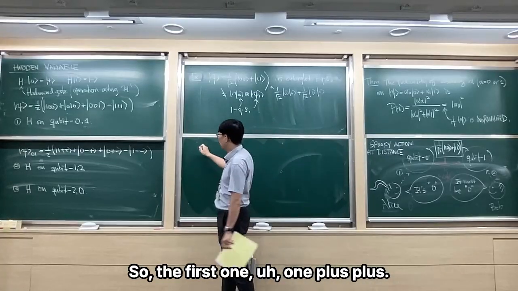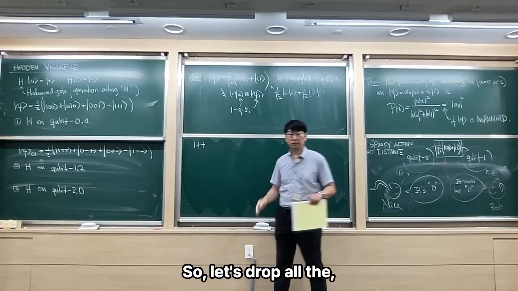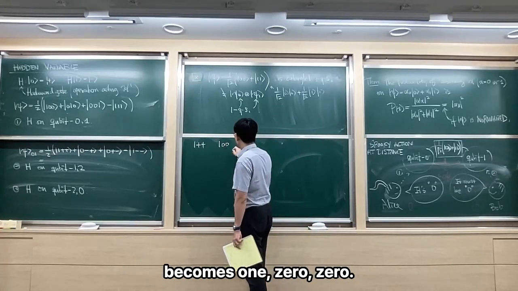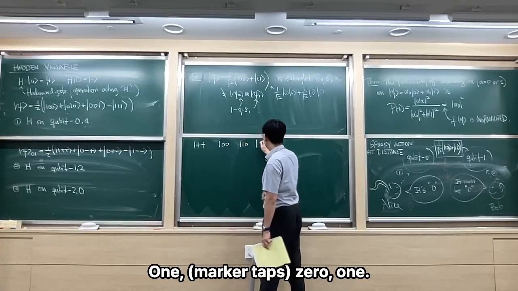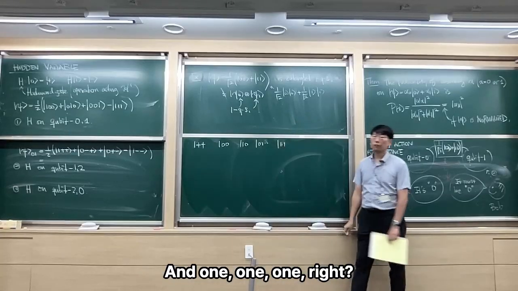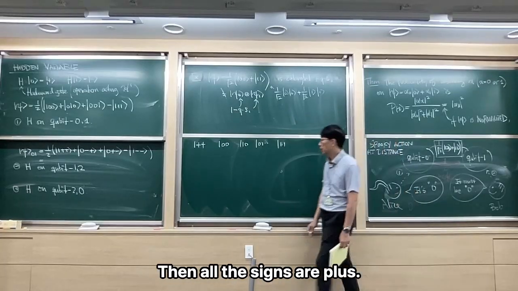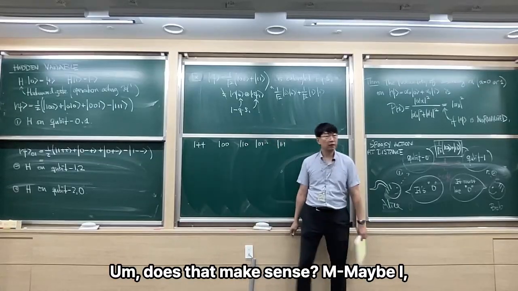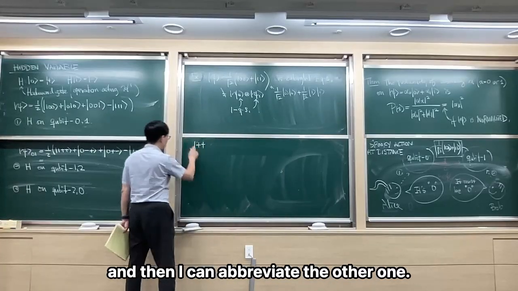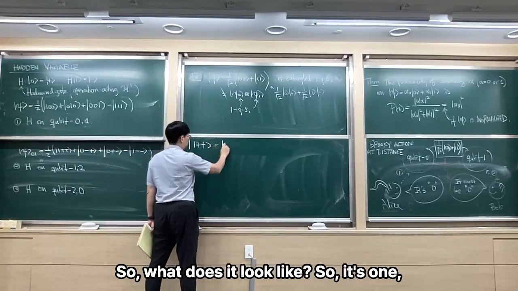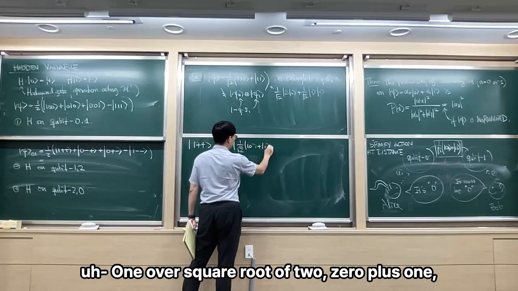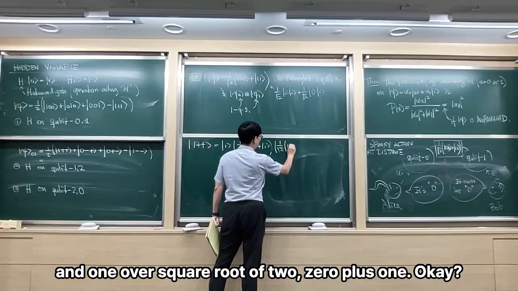So the first one, 1 plus plus. Let's drop all the strict notation here. Just 1 plus plus becomes 100, 101, 110, and 111, right? And all the signs are plus. Does it make sense? Maybe I have to expand this one, and then I can abbreviate the other one. So what does it look like? It's 1 over square root of 2, 0 plus 1, and 1 over square root of 2, 0 plus 1.